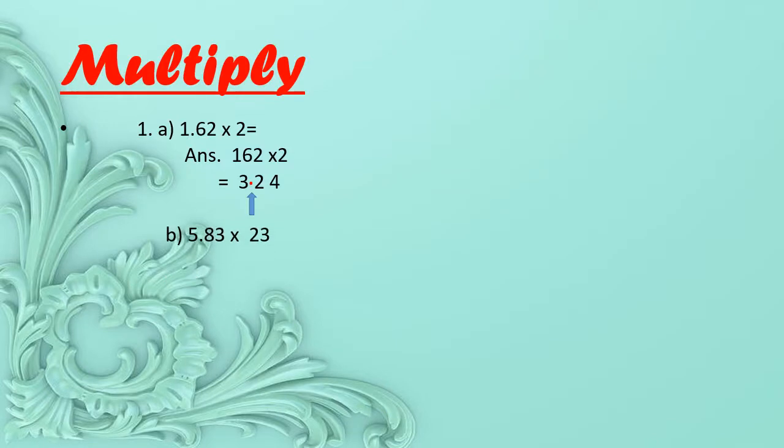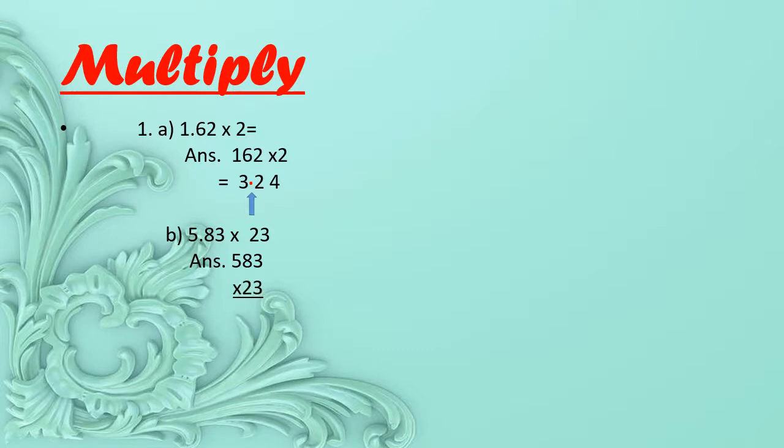Then in the next question we are having 5.83 multiplied by 23. Here 5.83 is a decimal fraction and it is going to be multiplied by the whole number 23. So again, for the first step, we will forget about the decimal point. We will assume them as whole numbers. So 583 will be multiplied by 23 first.